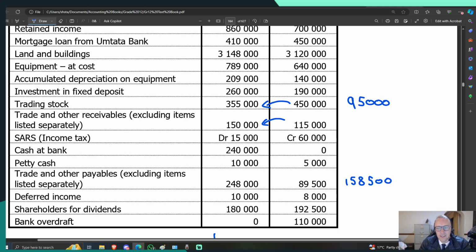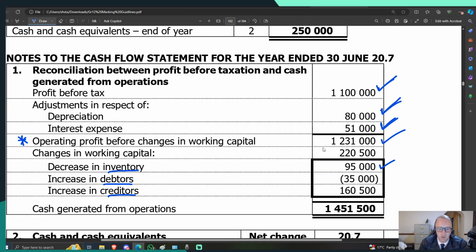So 115,000 to 150,000. There was a change of 35,000 Rand. That 35,000 Rand is an increase in the amounts of money owed to us. Now you know that if the money owed to us decreased over the year, that would be a cash inflow. This is the opposite of that. There is more money owed to us, so we must consider it a cash outflow. 35,000 outflow. And there it is, 35,000 outflow. That's why it's in brackets.